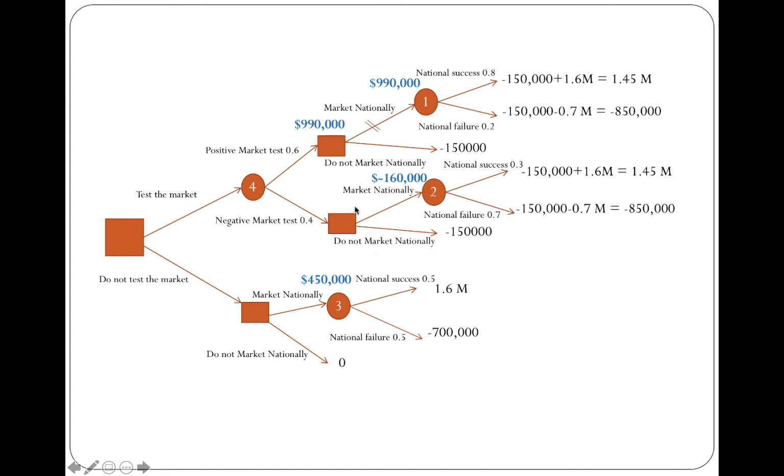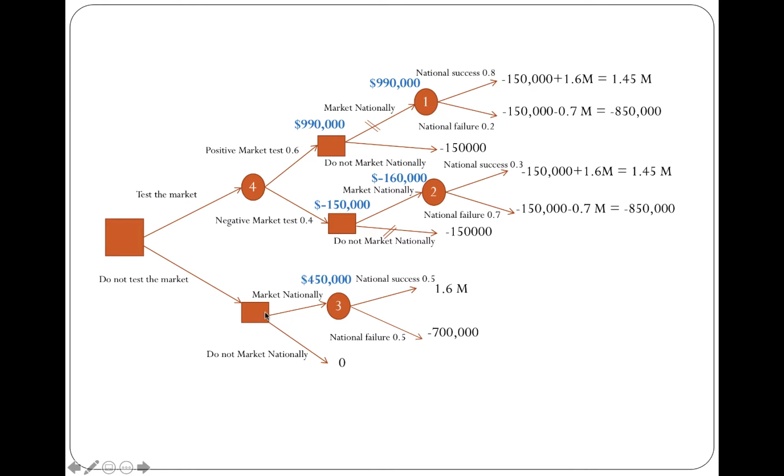Okay. Similarly, now that we know the value associated with these two decisions, the question is which one is the best decision if we are ever at this decision making node. If we market nationally, we lose $160,000, but if we do not market nationally, we lose only $150,000. So the better decision is to not market nationally.